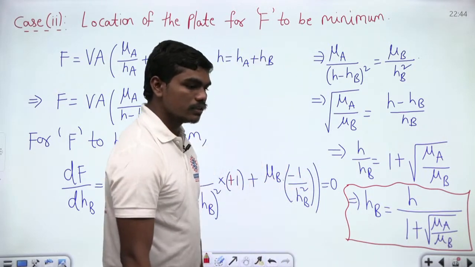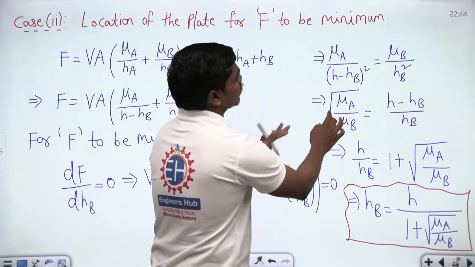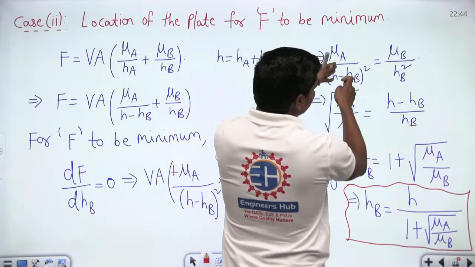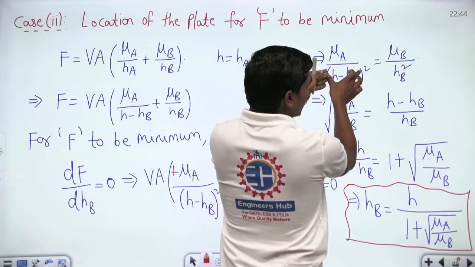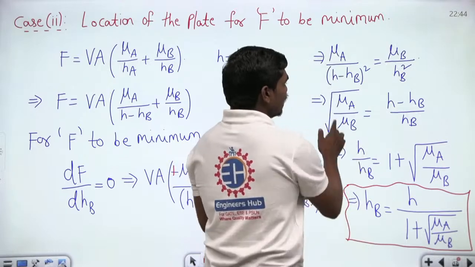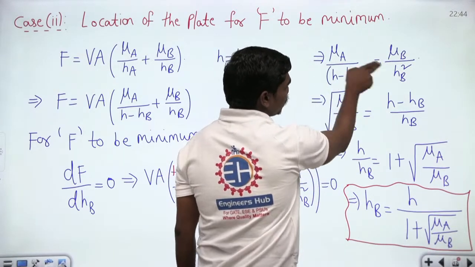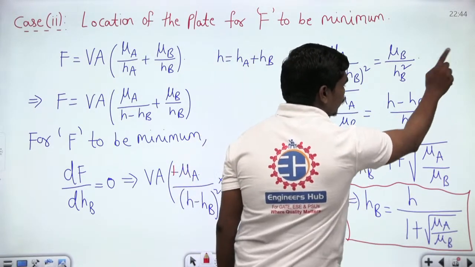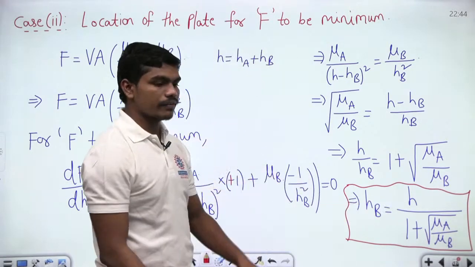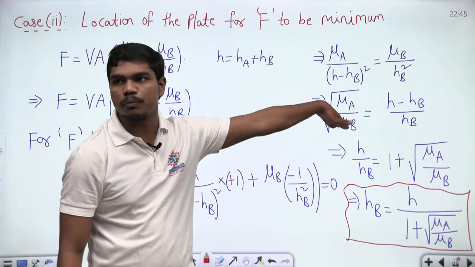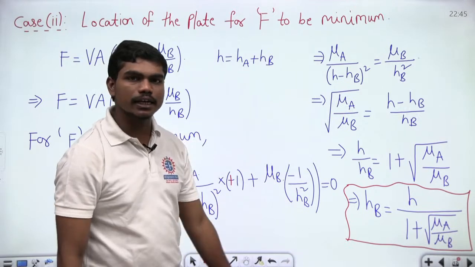Look, we have shifted this mu B to the left hand side. So, if this mu B comes to the top and this h minus HB goes to the top, okay. If there is no square root here, then mu A by mu B is equal to the whole square of this. So, this is the location at which the force required to pull this plate will be minimum. So, is that clear to all of you?